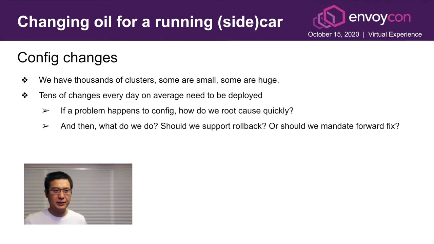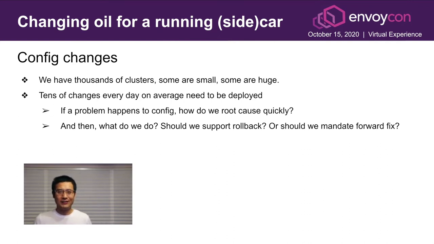Compared to binary changes, config changes are more complicated. Why? Because we have thousands of clusters. Some are small, some are huge. Pinterest was created 10 years ago. And since then, services were added gradually. So we got more and more services. And every service has one or more clusters. And to make it more complicated, we give every developer an EC2 instance as a dev box. We treat every dev box as a cluster.